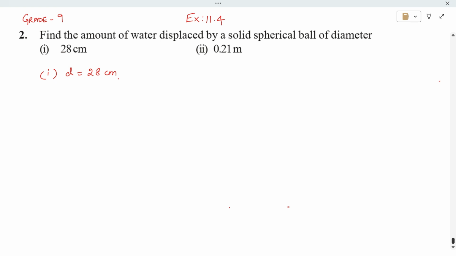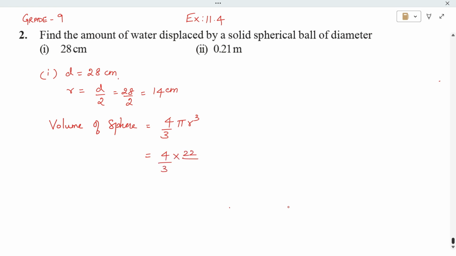Okay. So radius will be diameter by 2, which is 28 by 2. That is going to be 14 centimeter. So remember, amount of water displaced is nothing but the volume of solid spherical ball. So I am going to determine the volume of sphere. Okay, that is a spherical ball. That is equal to 4 by 3 pi r cube. So in order to substitute the radius, I just find the radius dividing the diameter by 2, right? So radius is 14 times 14 times 14.